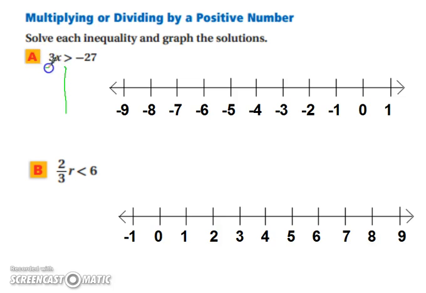So the inverse would be to divide both sides of the equation, or inequality, by 3. So we have x is greater than -9. So we're going to have an open circle on -9. And all of the x values are greater than, so we're going to shade to the right. Take a moment and pause the video and try B.